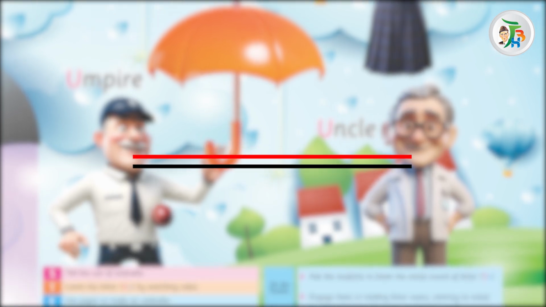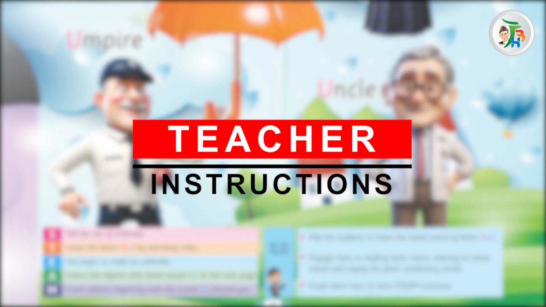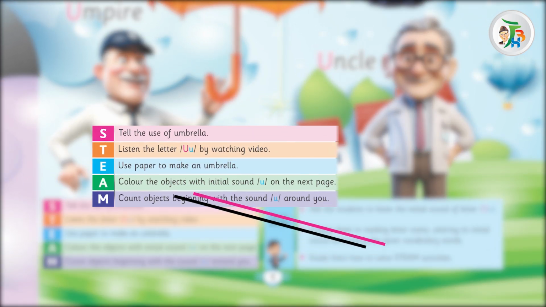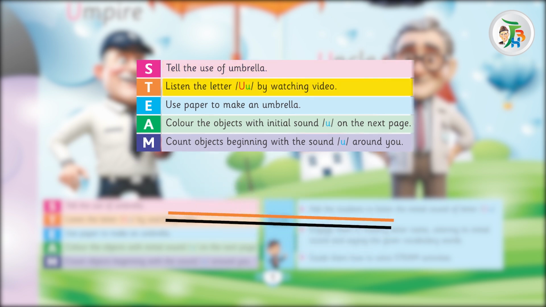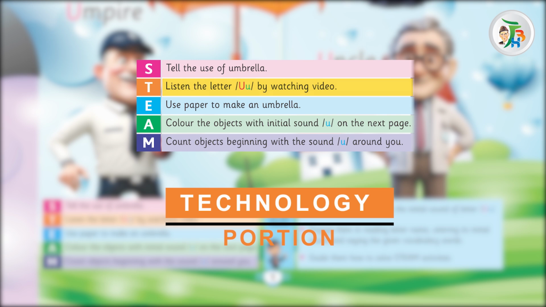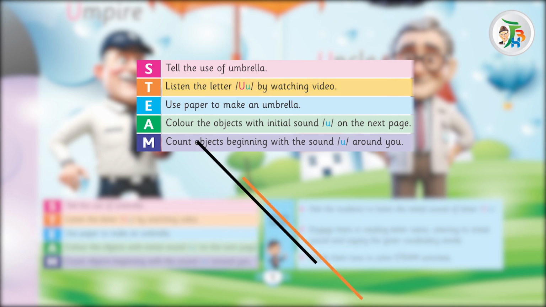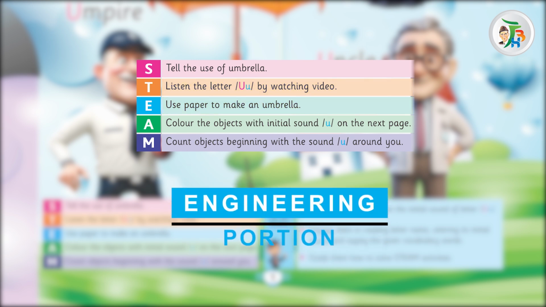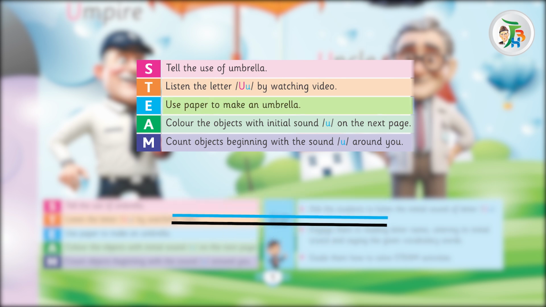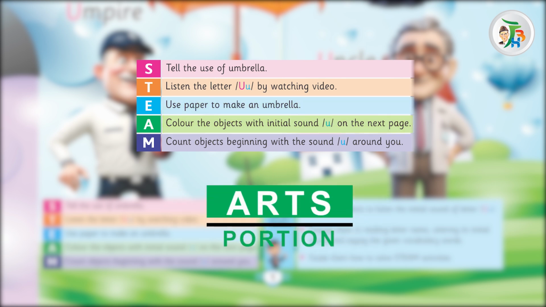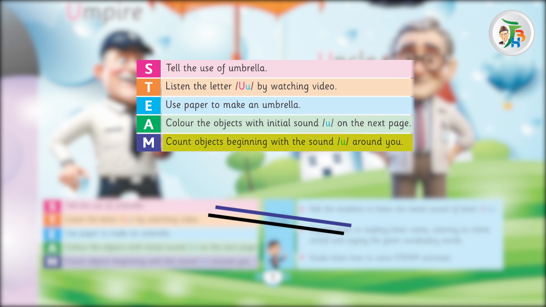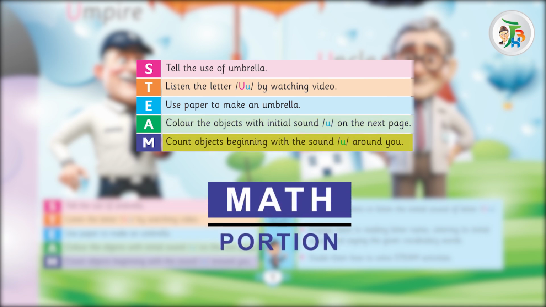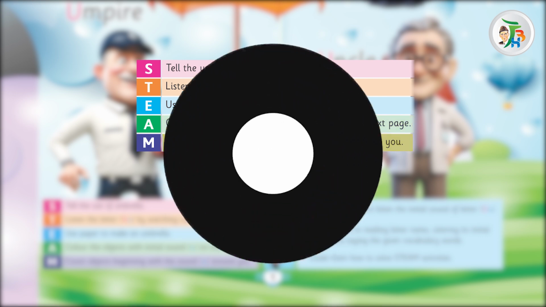Instructions for the teacher. Dear teacher, keep the students engaged in different STEAM activities. For science portion, discuss with them the use of umbrella. For technology portion, show them the video of letter U and listen the sound of letter U. For engineering portion, provide them a paper and ask them to make an umbrella. For arts portion, guide them to color an object on next page which start from letter U. And for the math portion, ask them to count the object near them which start from letter U.